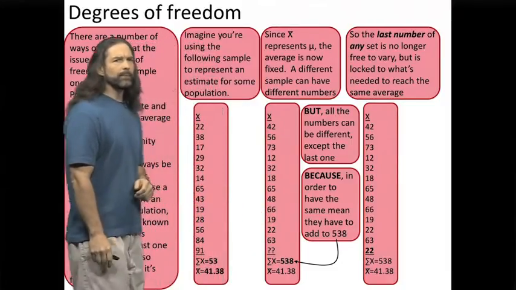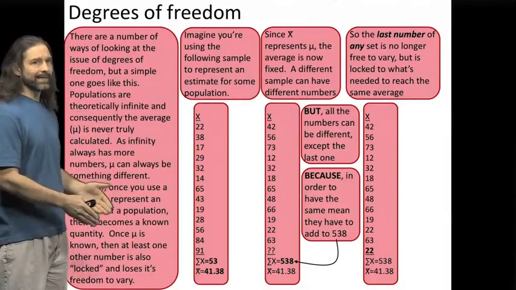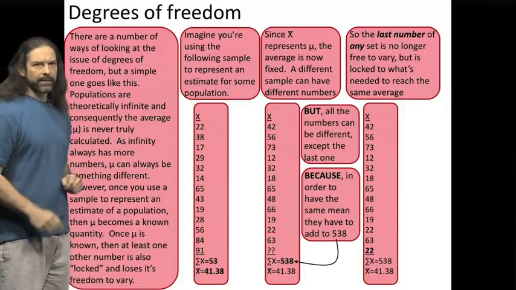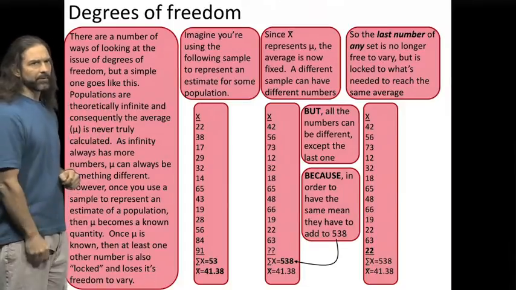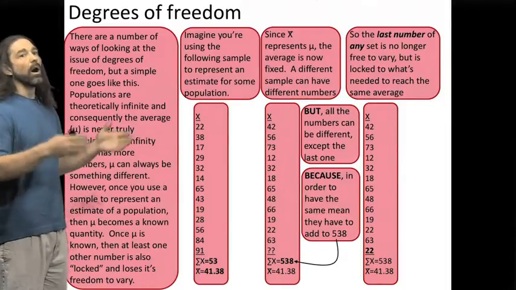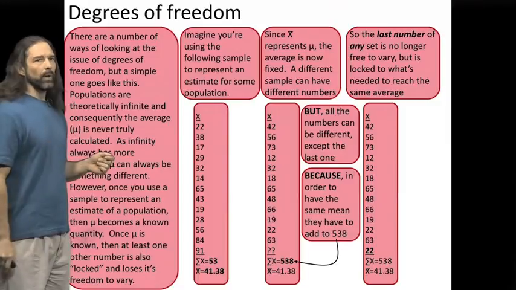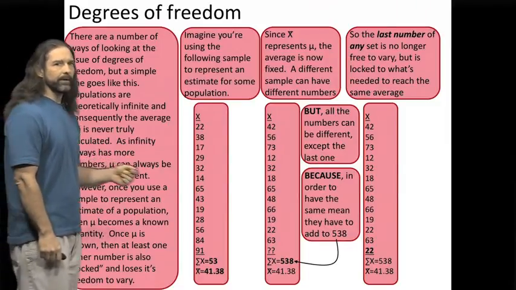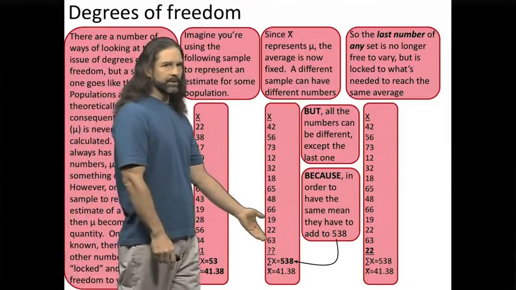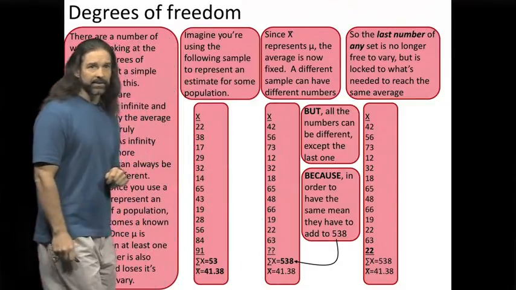So this is what we mean by if you estimate a population parameter using a sample, you have locked in that population value. It becomes a known quantity. Once it becomes known, all the numbers can be whatever they want to be except one. One of them loses its ability to vary and becomes whatever is dictated by the rest of the numbers and that value that you've estimated.